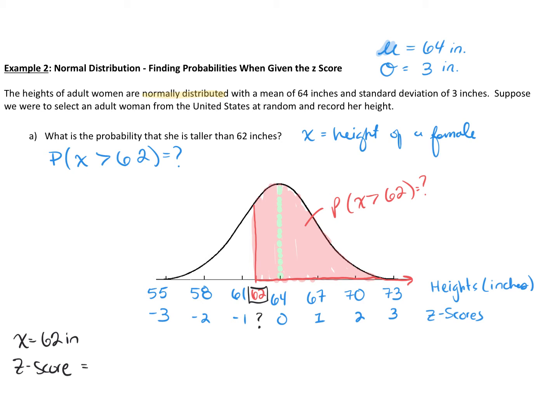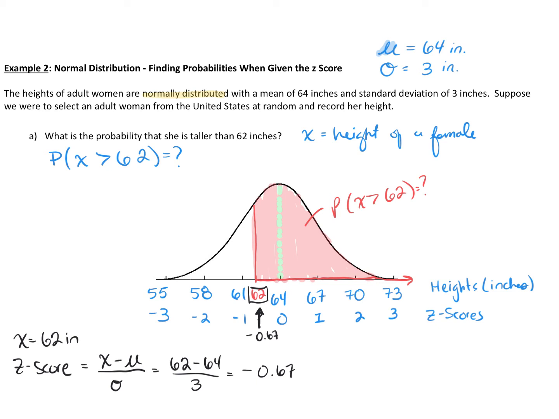To figure out what that is exactly, we're going to use the formula for calculating a z-score, and that formula is take x, see how far away it is from the population mean, and divide by the population standard deviation. So that's 62 minus 64 divided by 3. And we typically round our z-scores to 2 decimal places. So that gives me a z-score of -0.67. This tells me that the z-score for a height of 62 inches is -0.67, which is between -1 and 0, just like we expected.